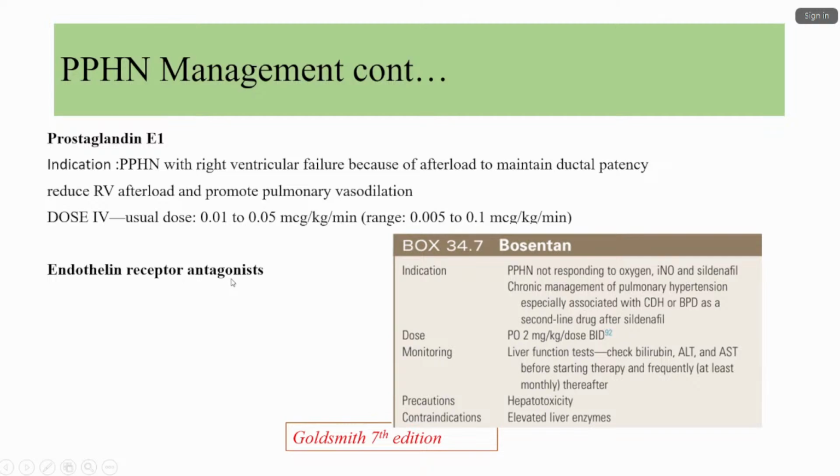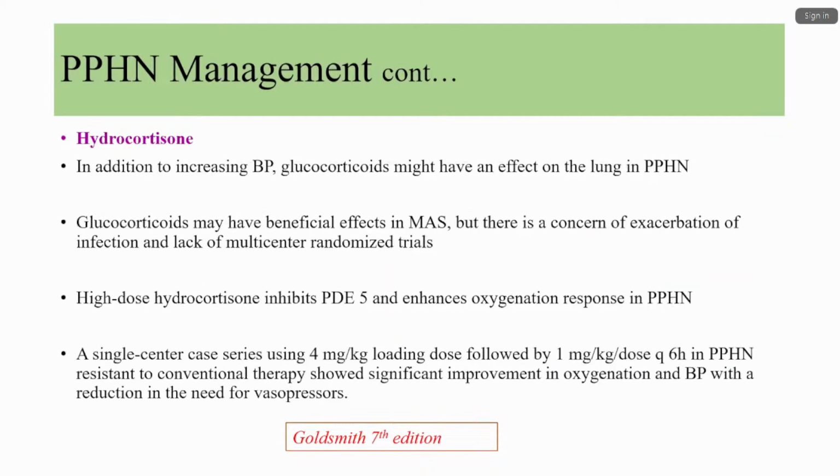The next drug is endothelin receptor antagonist, that is bosentan. The indication of bosentan is PPHN not responding to oxygen, INO, and sildenafil. Chronic management of pulmonary hypertension, in this case also especially associated with CDH or BPD, we can use bosentan as a drug. Dose is 2 mg per kg per dose, per oral twice a day. We have to monitor liver function during the treatment, and precaution and contraindication is it is hepatotoxic. That's why it is avoided in elevated liver enzyme cases.